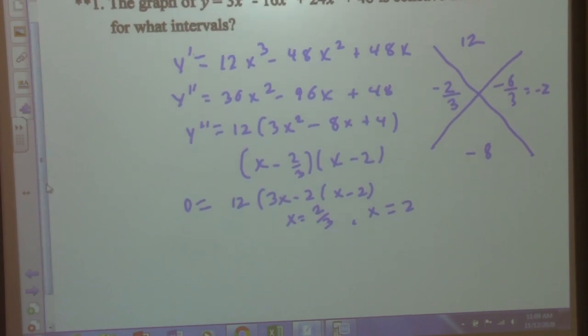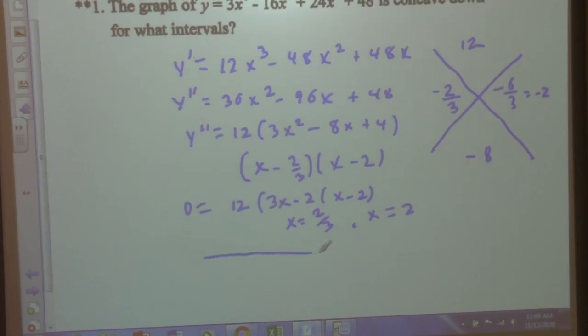And then we go ahead and set our number line, 2/3, 2, and here we put y double prime, and then y goes down here. What do we have over here to the left of 2/3? We have positive. So there's concave up, and between 2/3 and 2, negative, and greater than 2 we have positive.